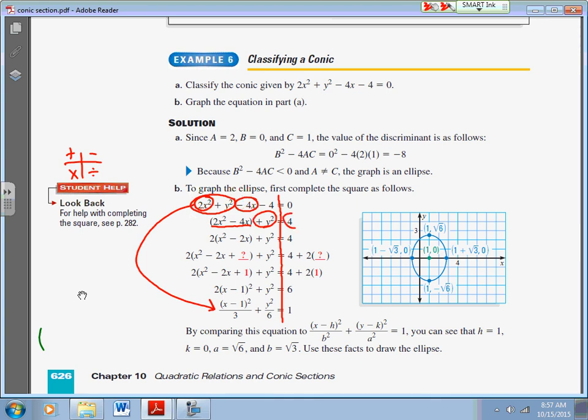How did this 4 get there? How did that 4 get to the other side? Canceled the 4 by adding it to both sides. That step's not shown because it's assumed already that you understand how to move things.